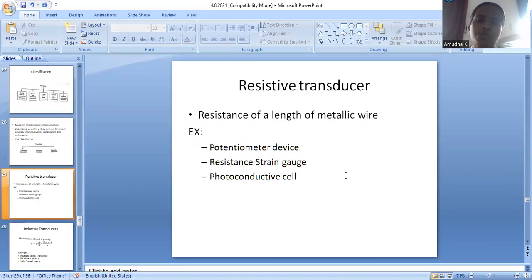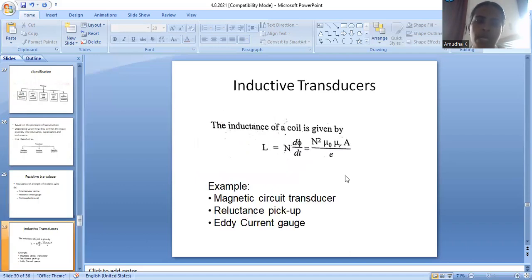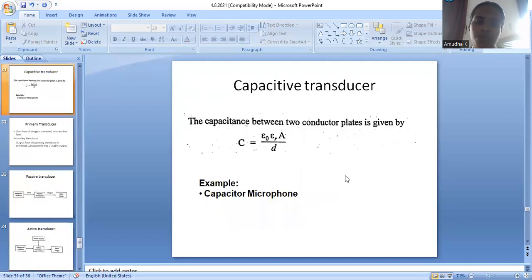For the resistive transducer, the resistance of a length of metallic wire changes. Examples are the potentiometer device, resistance strain gauge, and photoconductive cell. For the inductive transducer, the inductance of a coil is given by L equals N d phi by dt, which is measured as N squared mu naught mu r A by l. Examples are the magnetic circuit transducer, reluctance pickup, and eddy current gauge.